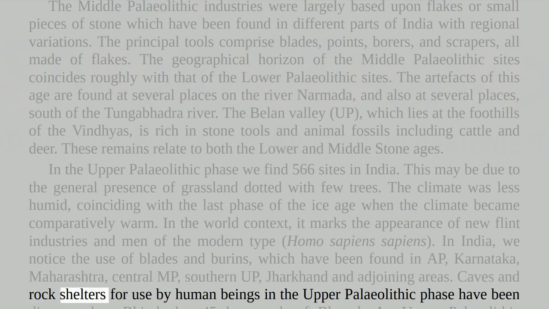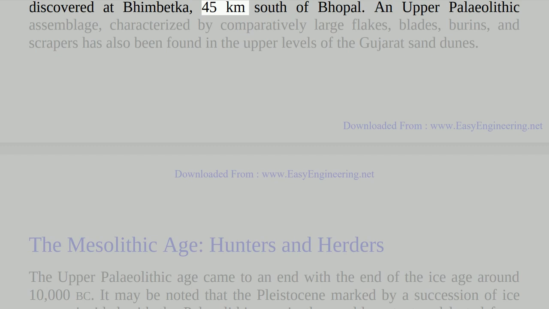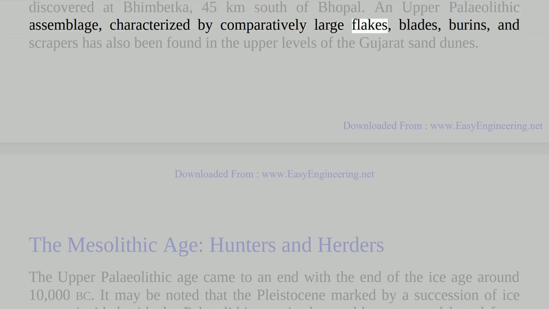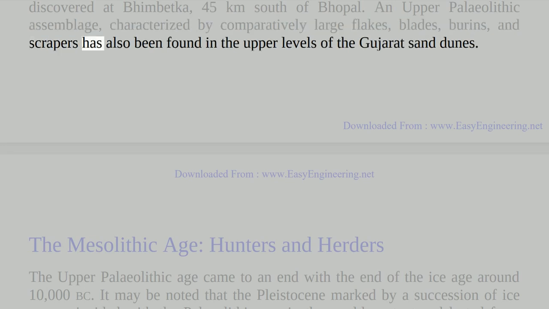Caves and rock shelters for use by human beings in the Upper Paleolithic phase have been discovered at Bhimbetka, 45 kilometers south of Bhopal. An Upper Paleolithic assemblage, characterized by comparatively large flakes, blades, burins, and scrapers has also been found in the upper levels of the Gujarat sand dunes.